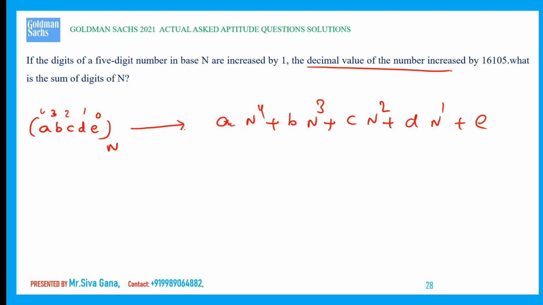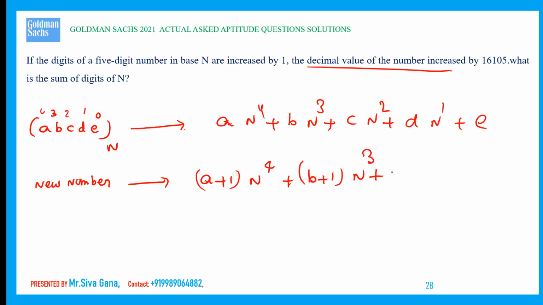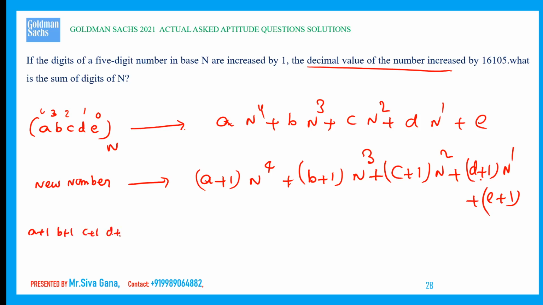Now what is given? Each digit of the 5-digit number is increased by 1. Now the second number, the new number, in which each digit is increased by 1. So A becomes A plus 1, its decimal is A plus 1 into n power 4. New digit B plus 1, C plus 1 into n square, D plus 1, and E plus 1. New digits are A plus 1, B plus 1, C plus 1, D plus 1, E plus 1, right? Base is n. Now it's a decimal.